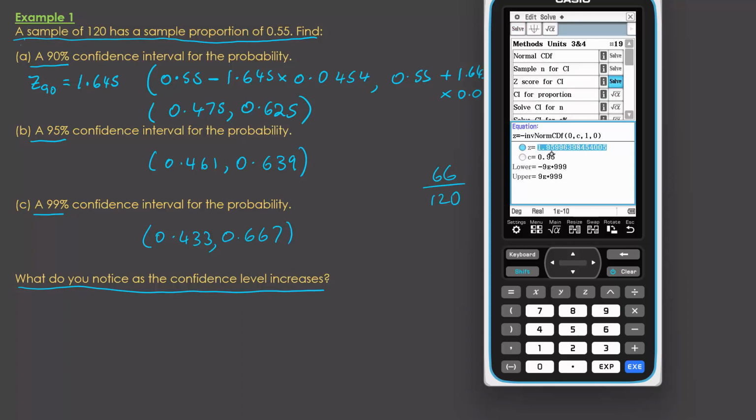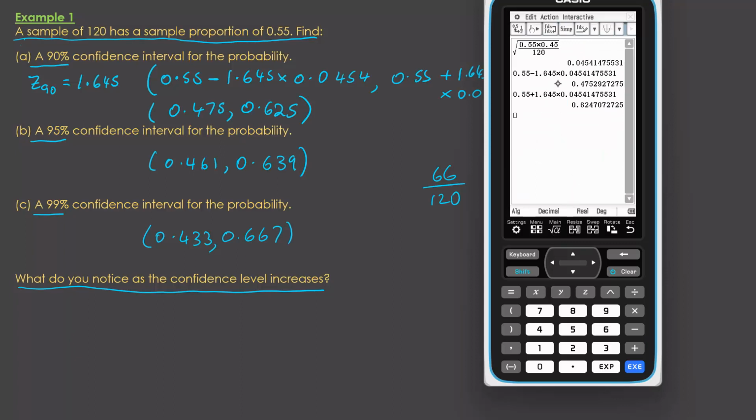Of course, what we could have done, for example for the 0.95, is found the z-score as 1.96, and going back to main, all we need to do is change this value to 1.96, and it should give us the same sort of thing we had here. So 0.461, and the same thing here, 0.639. So there's more than one way of doing these things.